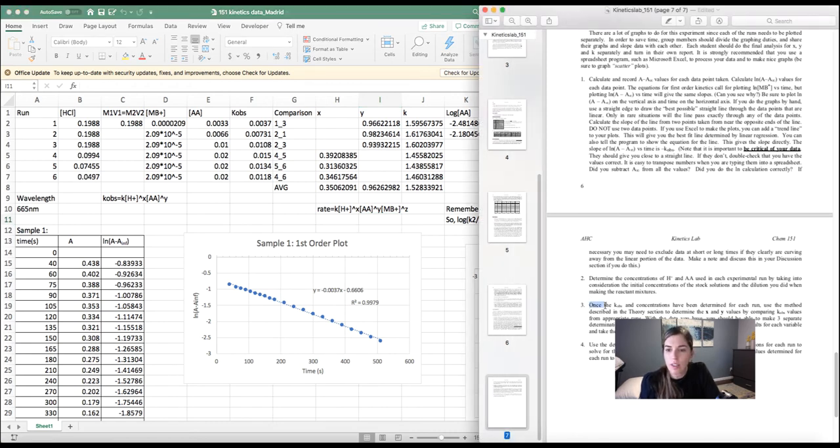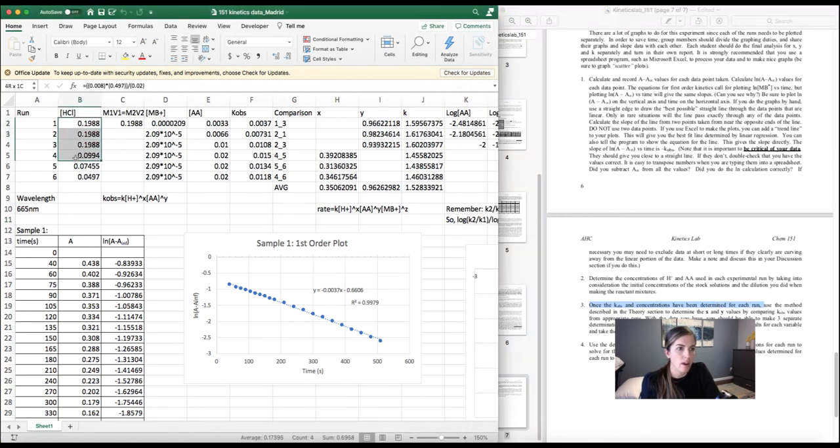Okay, so once the K observed and concentrations have been determined for each run, and that's what we have right here. So that's 6 runs, concentration for HCl, methylene blue, ascorbic acid, etc. I'll delete this just to not confuse you. And then this is my K observed values. These are all the negative slope of the 6 plots that I made. Okay, so I have those.